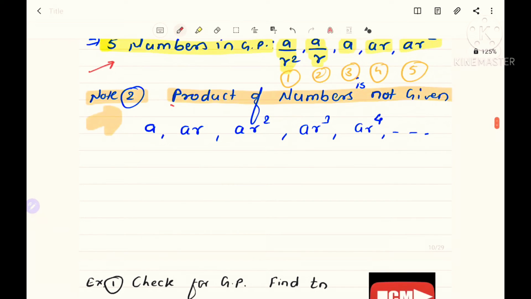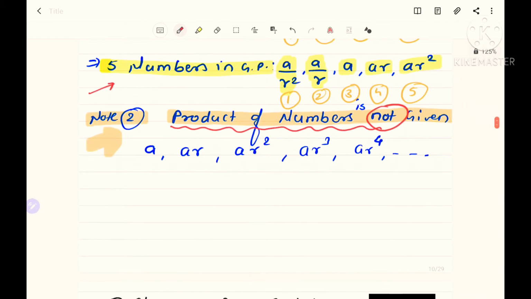What if the product of numbers is not given? So many times you will observe a question in which the product is not given. Then how to select 3 numbers in GP? This is the first number, this is the second, and this is the third. If it is a question of 3 numbers in GP whose product is not given, then this is the way that you have to select 3 numbers in GP. The first number is A, second number is AR, and third number is AR square.